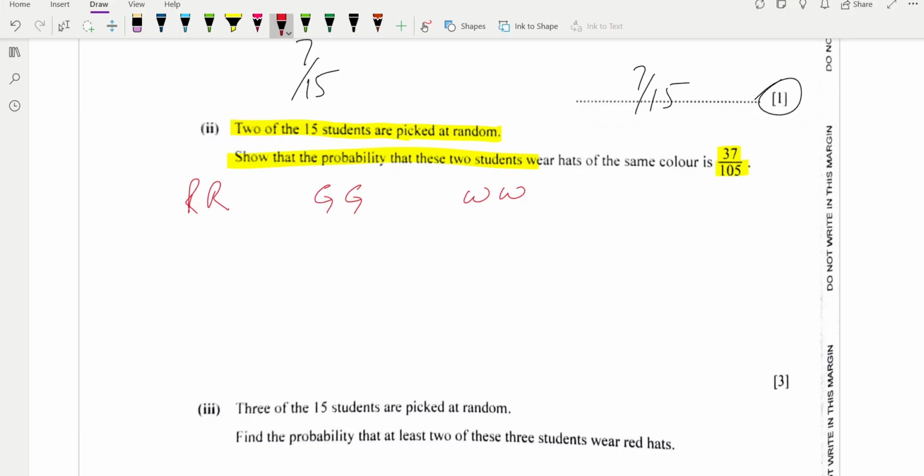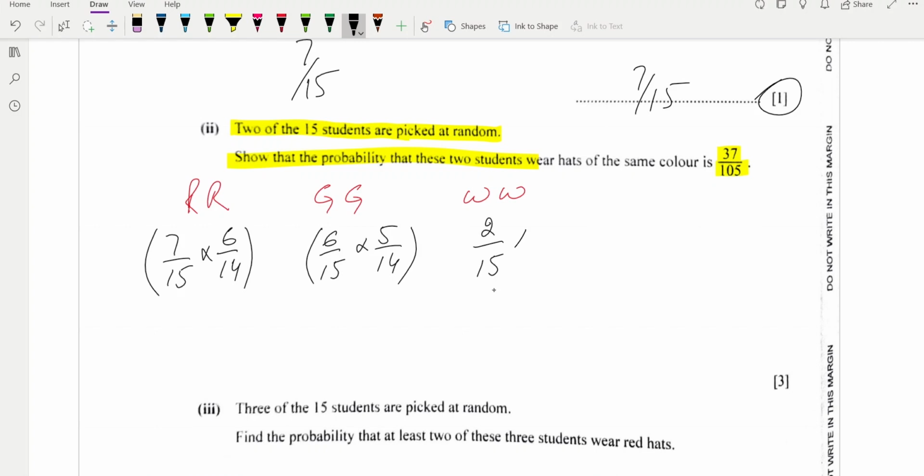So for red, it will be 7 out of 15 for the first student, and for the second student it will be one less, 6 out of 14. So this will be for red. Similarly for green, because green are 6, it will be 6 out of 15, and for the second one it will be 5 out of 14. And for white, because white are only 2, it will be 2 out of 15 multiplied by 1 out of 14, as 1 is gone. So these will be the probabilities which we will add, and this should give us our answer.